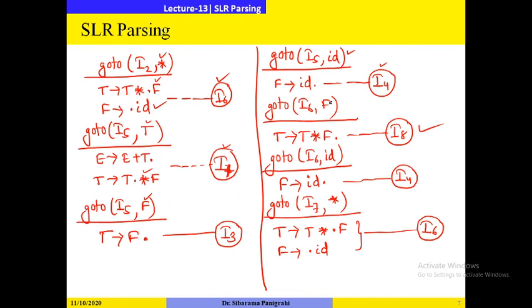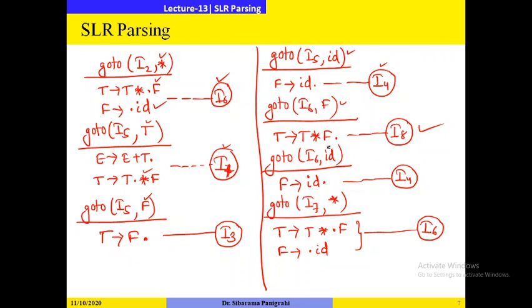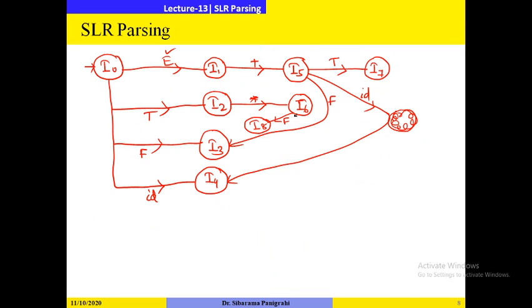Okay. So next, I6 by taking F as input moves to I8. Let me draw it over here. Next, I6 by taking ID as input moves to I4. Let me draw it over here.